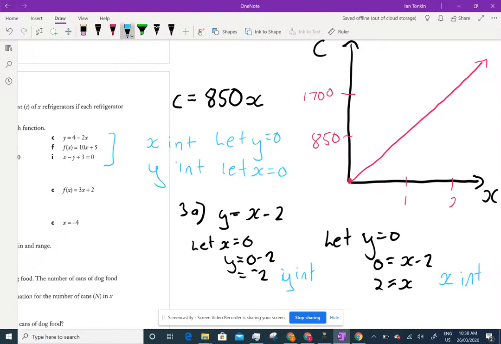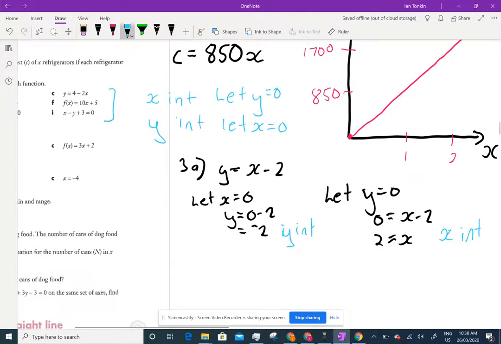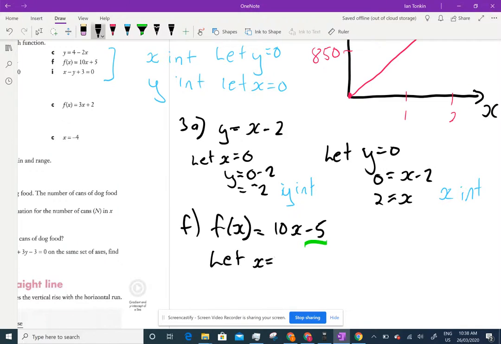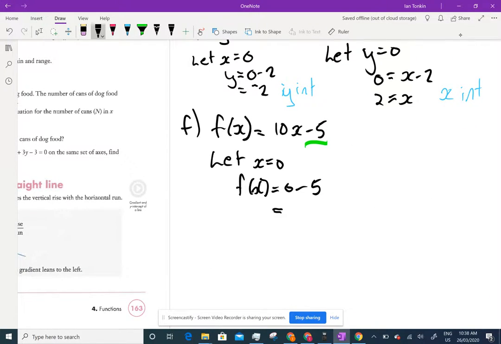Now you really should go through the process. You're going to use that a lot more. If I go down to I, because I is a little different, I'll do f. F has got an f of x. Well, remember that f of x just stands for your y. f of x equals 10x minus 5. Now I know it's obvious that that's the y-intercept. We know that because it's in y-intercept form. But I'm going to go through the process of it so you can see. So I'm going to let x equals 0 and f of x equals 0 minus 5, which equals negative 5. And that's the y-intercept.